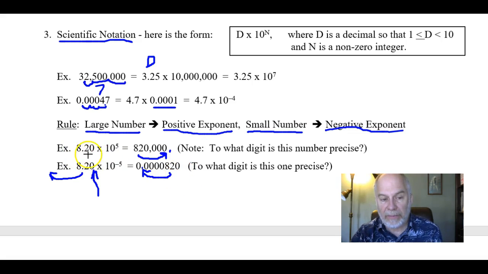Now, in the previous example, you have that 0 right after the 2, so that means that the number is going to be precise to the nearest 1,000. This 0 right after the 2, it's measured to the nearest 1,000. So that's one good thing about scientific notation numbers, is that you can know how precise the number is. All right.